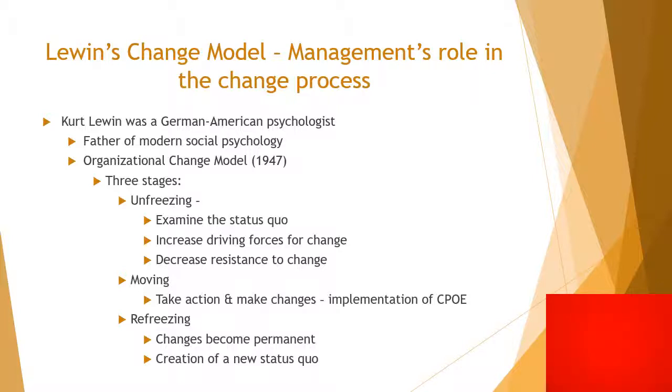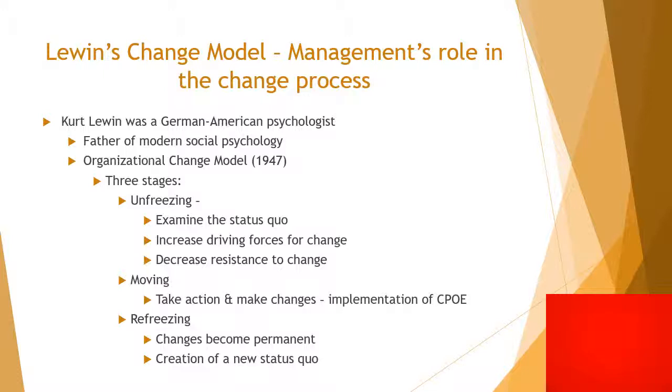In the unfreezing stage, we want to examine the status quo in the organization, and we want to increase the driving forces for change and decrease resistance to change. During the moving phase, this is where we take action and make changes. So this is where we would actually implement CPOE during this stage. And then in the final stage of Lewin's change model, it's called refreezing. This is where the new changes that we've implemented, the CPOE, become permanent, and there is the creation of a new status quo.